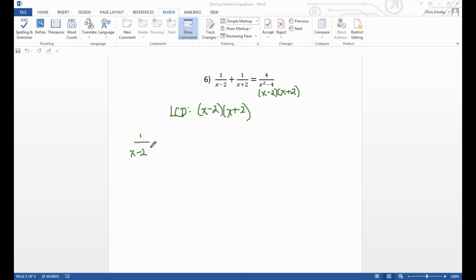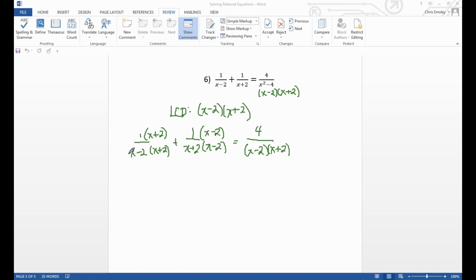So there's the first fraction in our equation. If we want it to have our common denominator, we need to throw an x plus 2 in there. So we throw it in top and bottom. Our second fraction already has the x plus 2, so we need to throw in the x minus 2. And our third fraction already has that common denominator, so we don't need to change that one at all.